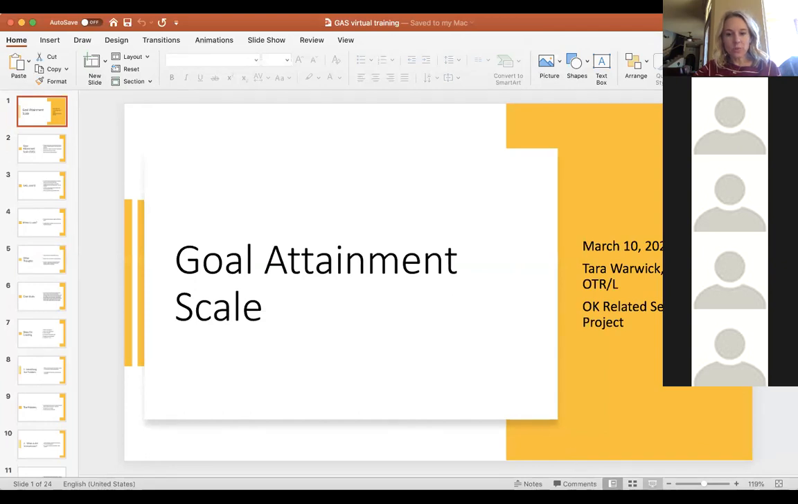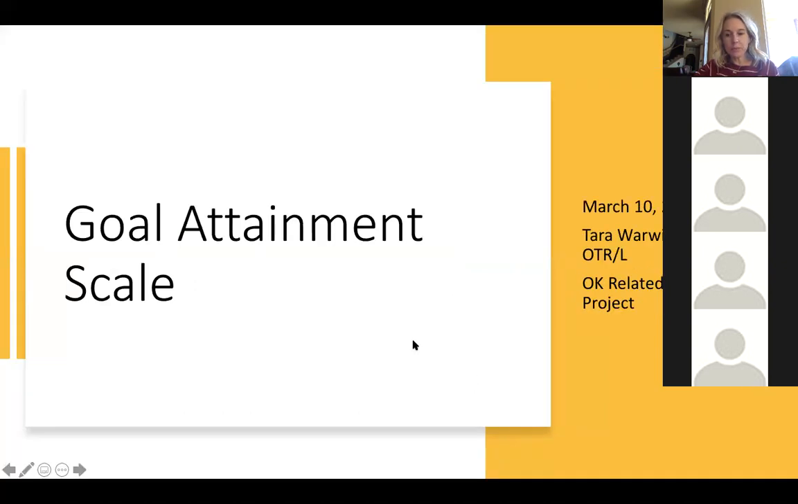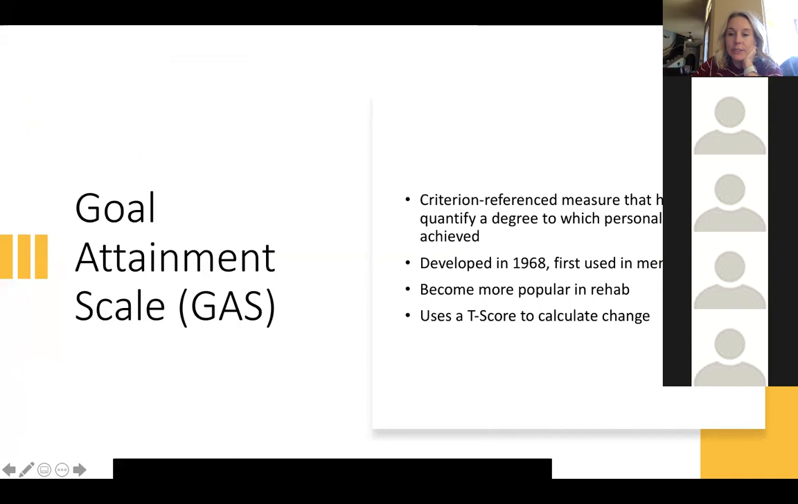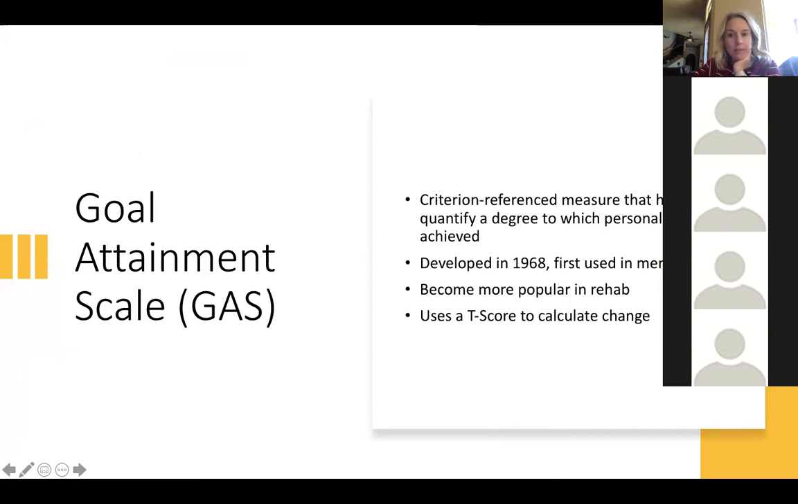Okay, so today we're just going to talk about the Goal Attainment Scale. It is a criterion reference measure, and it helps us to quantify a degree to which personal goals are achieved. So it's a way of us talking about that and showing progress. It was actually developed in 1968. It started in the mental health area. And I didn't know that.